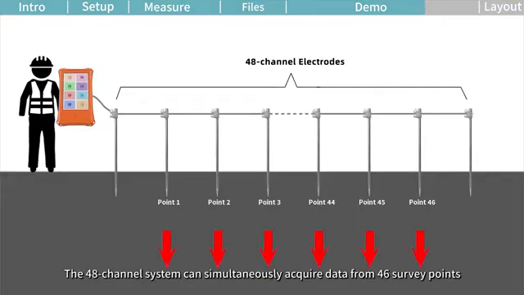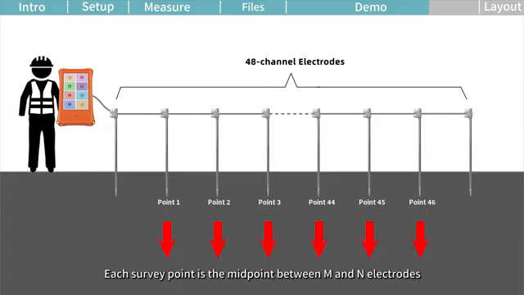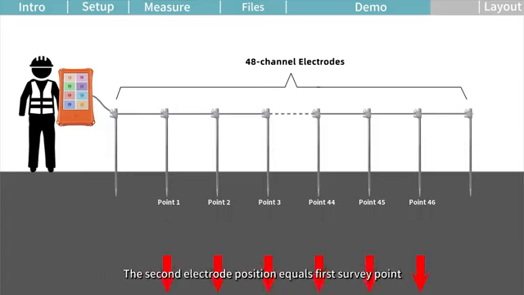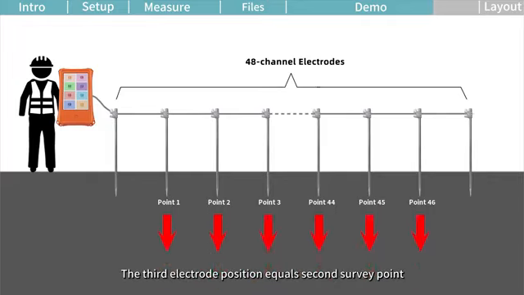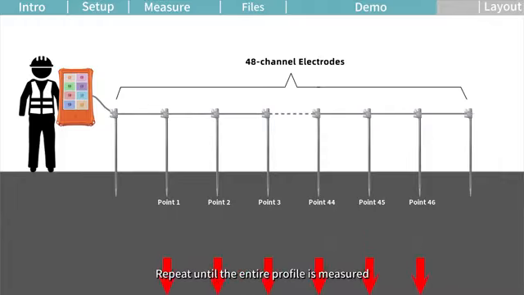The 48-channel system can simultaneously acquire data from 46 survey points. Each survey point is the midpoint between M and N electrodes. The second electrode position equals first survey point. The third electrode position equals second survey point. Repeat until the entire profile is measured.